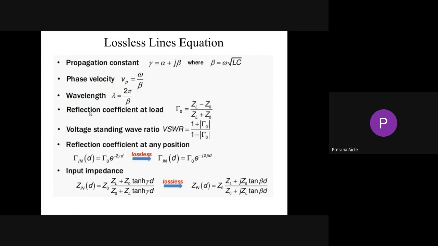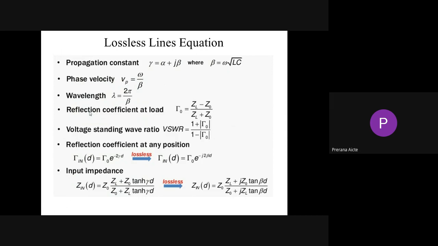So we can conclude the lossless transmission line equation. The propagation constant gamma is equal to alpha plus j beta. In that, the attenuation constant alpha is equal to 0 and beta is equal to omega into root LC, because the R and G components are equal to 0.